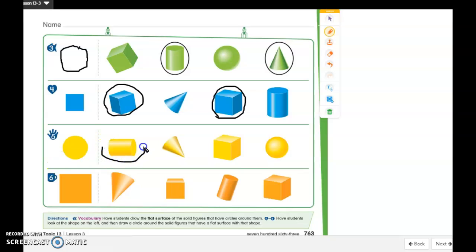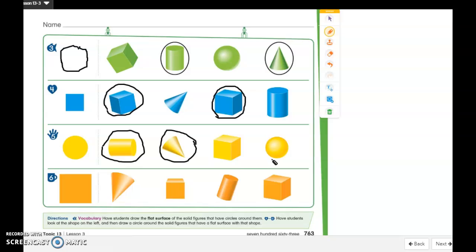Okay, I'm going to circle number 1. Can I see a circle? I'm going to circle number 2 because I know there's a circle on the base of my cone. No circles. Should I circle my sphere? It is round. No, I shouldn't circle it. It doesn't have any flat surfaces. It has no flat surfaces, so I am not going to circle that sphere.